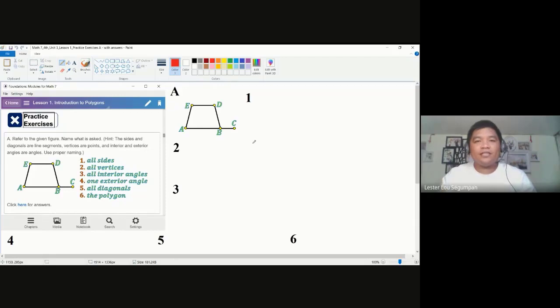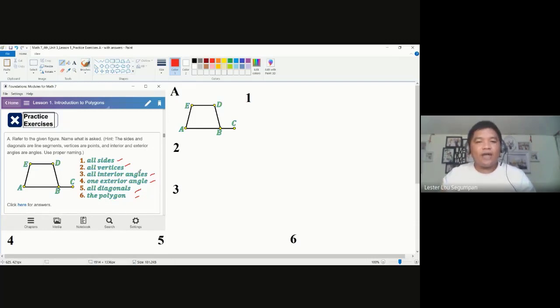Let's talk about the terms associated with a polygon. In this given practice exercise, we are given a polygon here, and we are tasked to determine or name the sides, vertices, interior angles, the given exterior angle, the possible diagonals, and the name of the polygon itself. Take note that we do have hints here: when we talk about sides and diagonals, they are actually line segments. The vertices are points, and the interior and exterior angles are, from the name itself, angles.